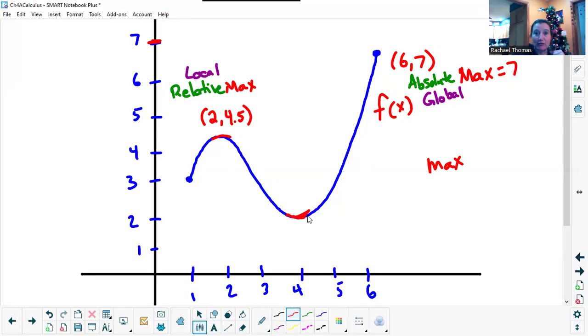Down here at the point 4 comma 2, the minimum value achieved by this function anywhere is the value of 2. So we're going to call this the absolute min or the global min. Absolute minimum equals 2. It happens at the point 4, 2. The absolute min is 2.